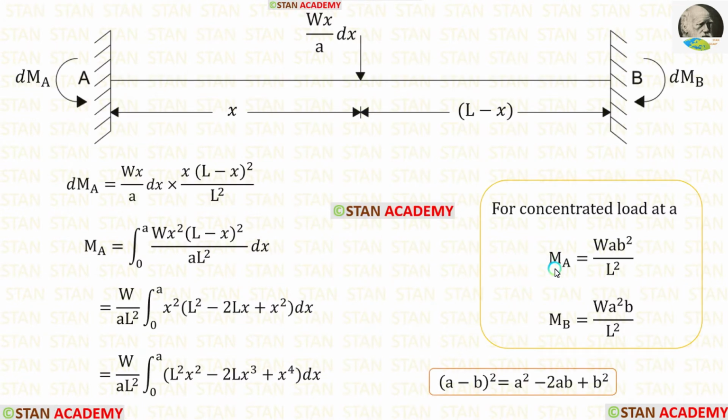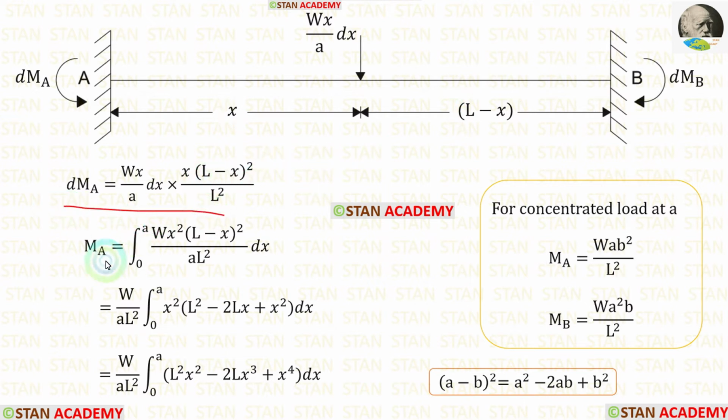We just saw the formula for MA. When the concentrated load acts at a distance of A, the formula is WAB square upon L square. Here, instead of W, we have to apply Wx upon A into dx. Instead of A, we have to apply x, and instead of B, we have to apply L minus x.